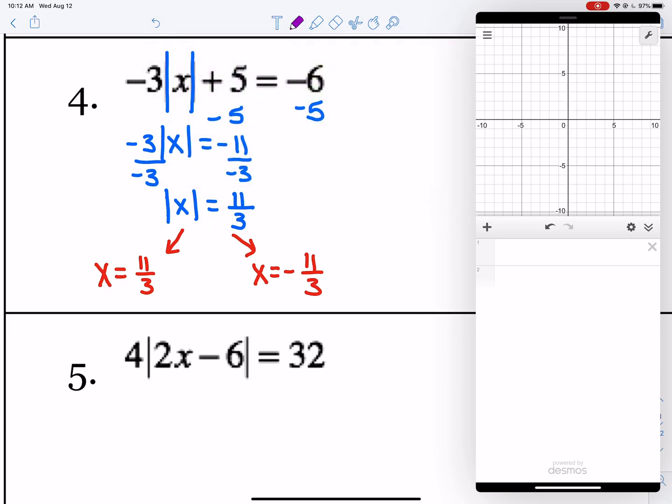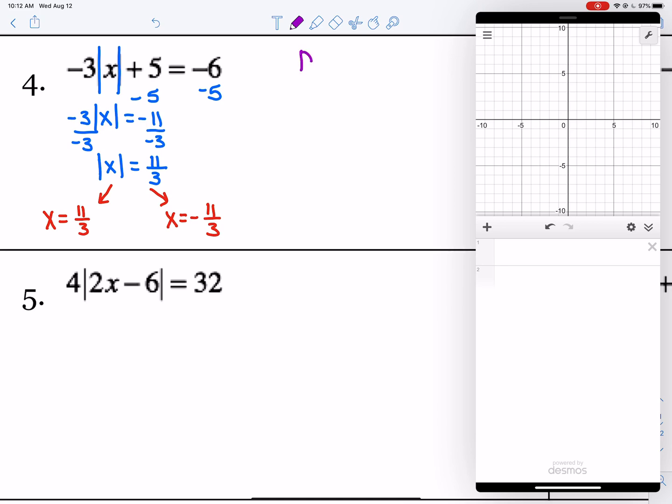So let's work on typing it into Desmos. So let's write Desmos. So that way you know when you look back at your notes that this is what we were doing over here. So we have negative 3 times the absolute value of x plus 5 equals negative 6. The main thing you're focused on is moving what's on the right over to the left. It doesn't really have to look pretty, but we just have to move it over. So if we have negative 6 over there, we need to add 6 to move it over. So 5 plus 6 will give us 11.